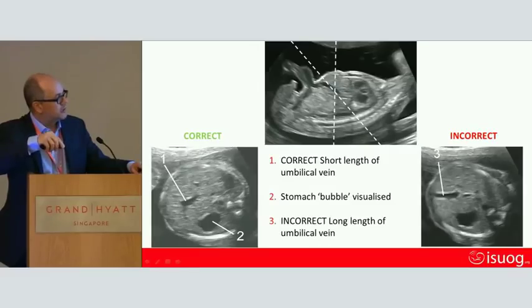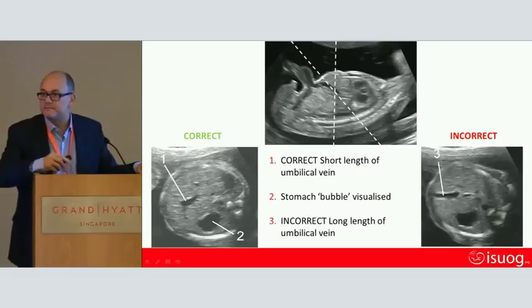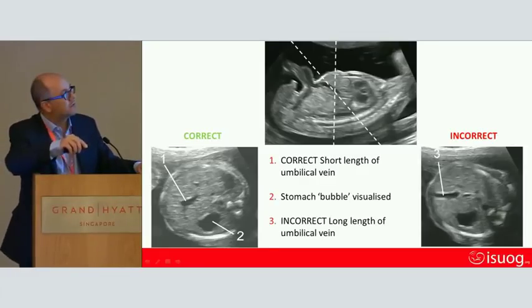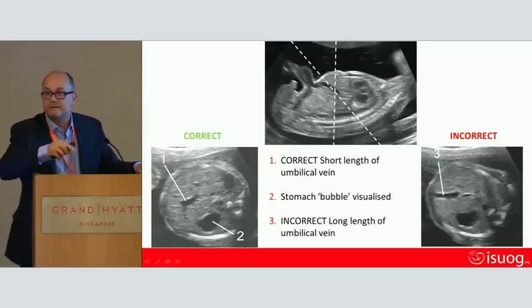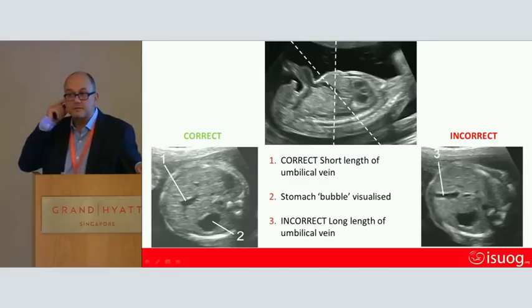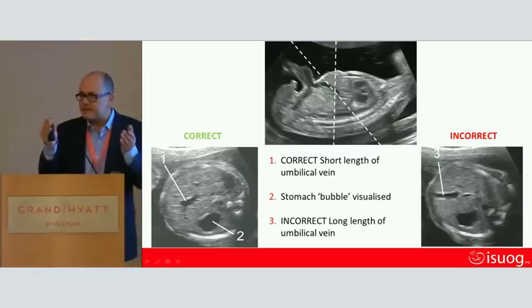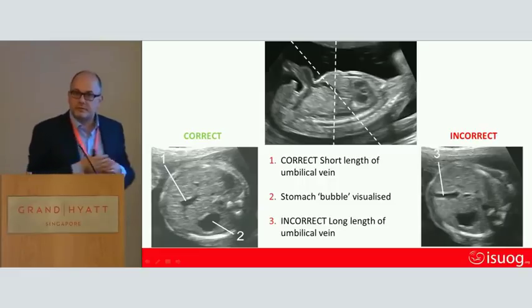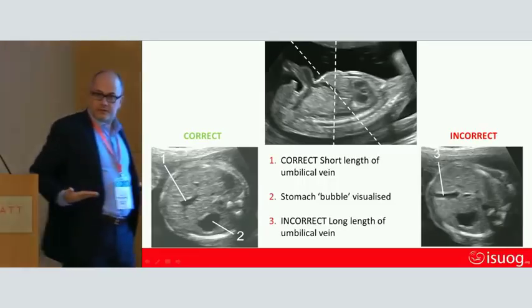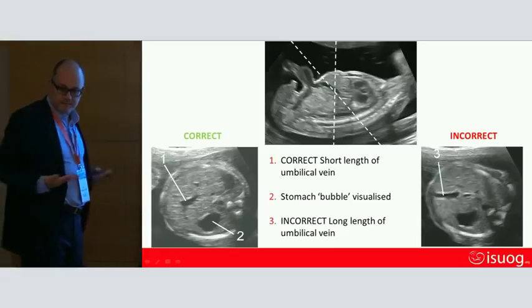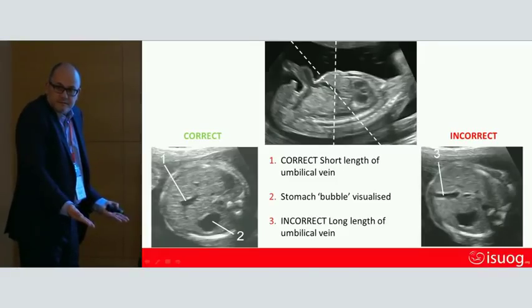So this is a correct one, right through the baby here. Number one, a short length of umbilical vein. Can you see that? Number two, a stomach bubble visible. If you angle your probe like that, can you see you get this long segment? Yeah? Because you're running along the umbilical vein like that. Can you see that? So that is an incorrect cross-section. The difference is small, but it is enough to make quite a difference in your measurement. So in order to get reproducible measurements, make sure that your cross-section through the baby is like this, not like this.